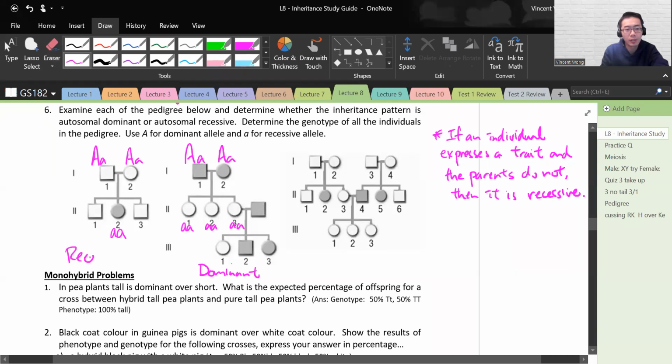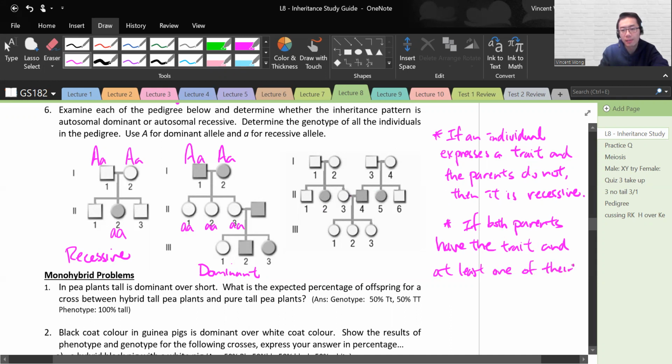In case I wasn't being clear, this is recessive. So if both parents have the condition, have the trait, and at least one of their kids doesn't have it, it is dominant.